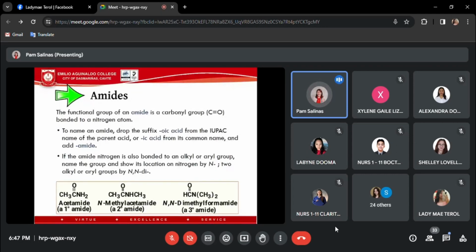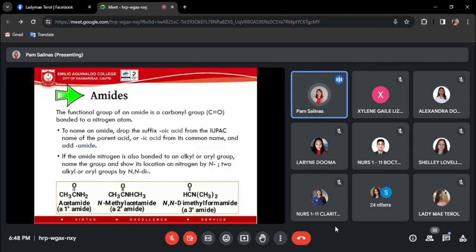We also have N-methyl acetamide. So why is it N-methyl acetamide? Because we have one methyl attached to nitrogen, and then the CH3. Okay. And then we also have N,N. Why is it N,N? Because there are two methyls. That's the two methyl, CH3 with parenthesis 2. So, it has two methyls.